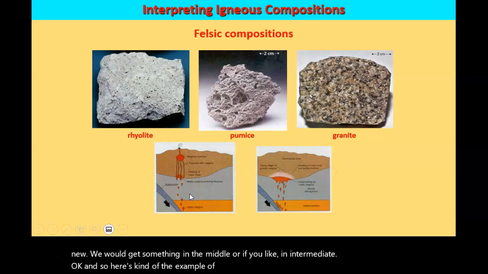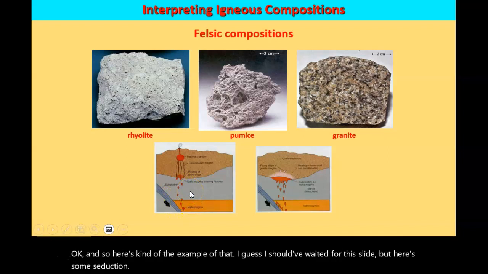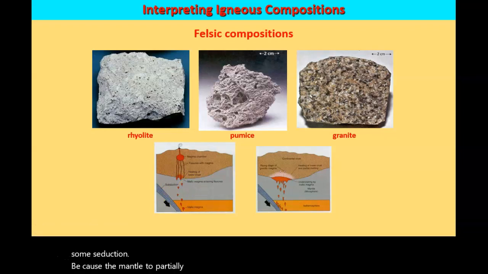Okay, and so here's kind of the example of that. I guess I should have waited for this slide, but here's some subduction. We cause the mantle to partially melt. What does that mean? It means it gives us a mafic composition.